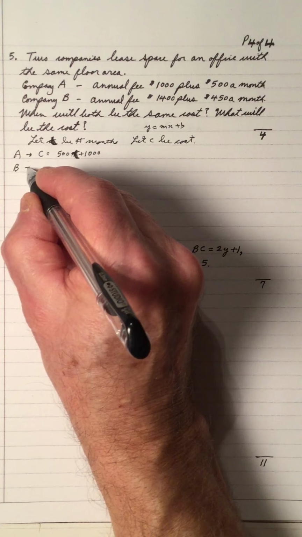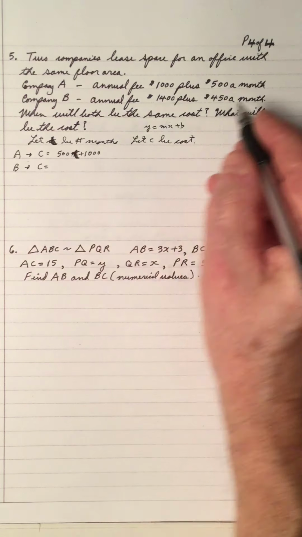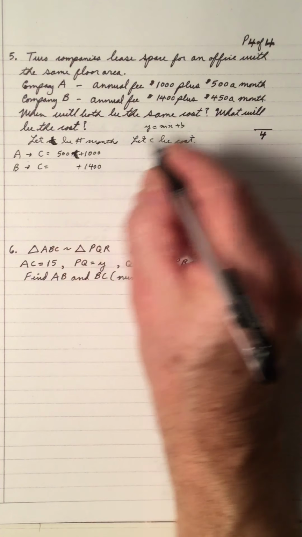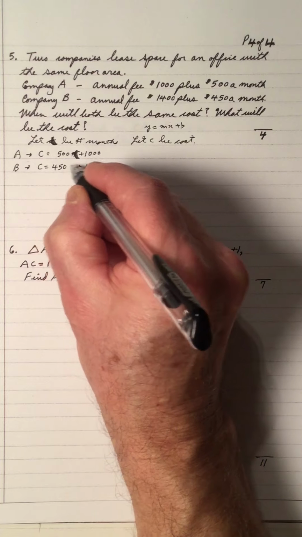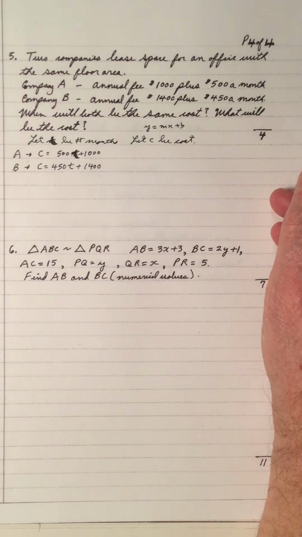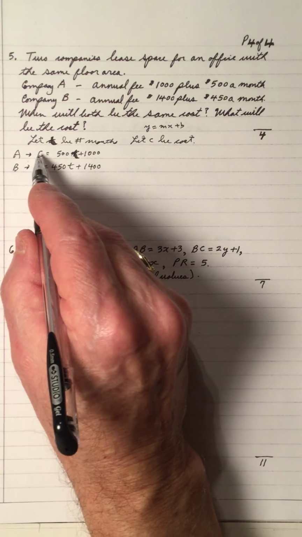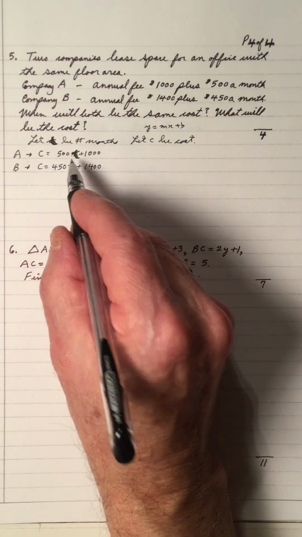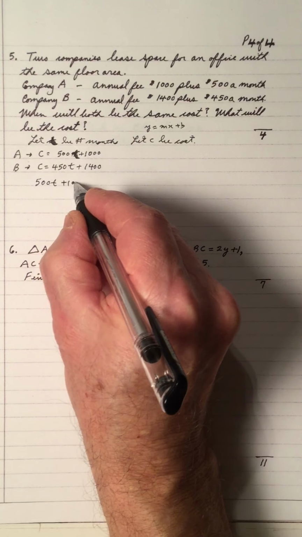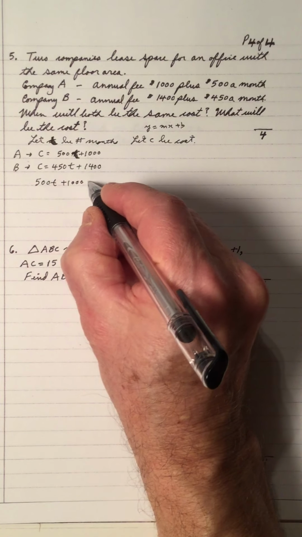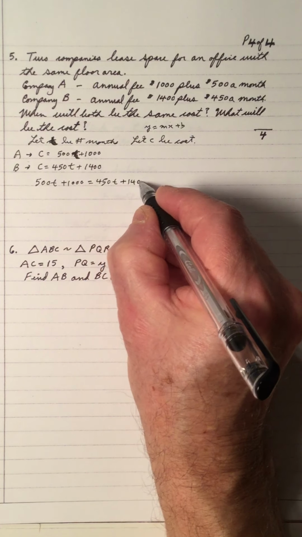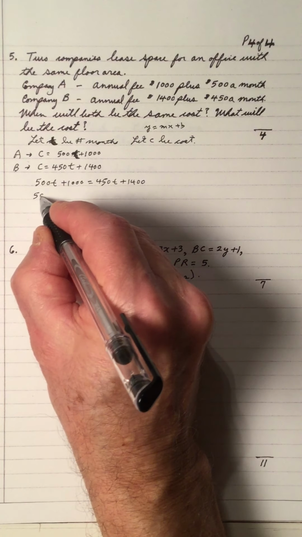And company B, the cost of the plan starts off at $1,400 and it goes up $450 for each month t. So that's the two equations that represent each of the plans. Now we're going to solve this. Notice we had both equations solved for c, so why not let 500t plus 1,000 equal 450t plus 1,400.